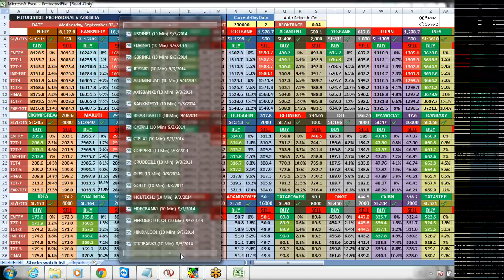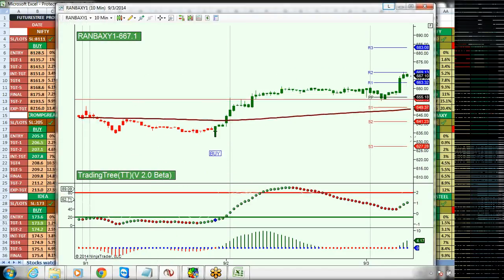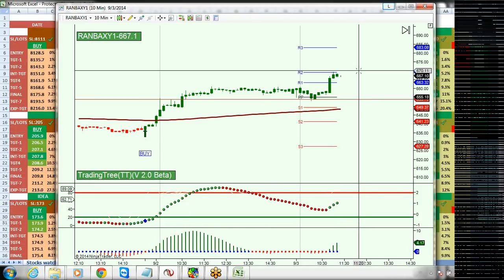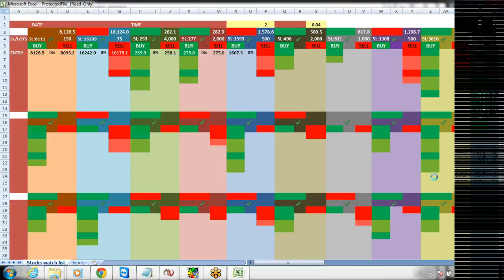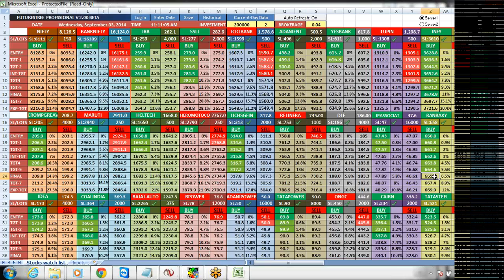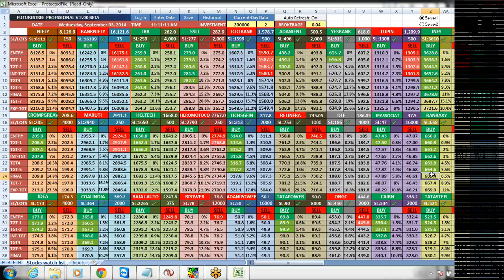Now let me take you to Ranbaxy. You know that Ranbaxy has already made its final target. It neatly made its R2 level. So that is its final target, 665. So I can exit this trade. 5,000 rupees is what I have made on Ranbaxy. I'm happy about it. I just close the trade and look for some other trade. That is how you should be trading. If you have both the softwares, then it becomes easy. If you don't have the software, you keep trailing your stop losses.